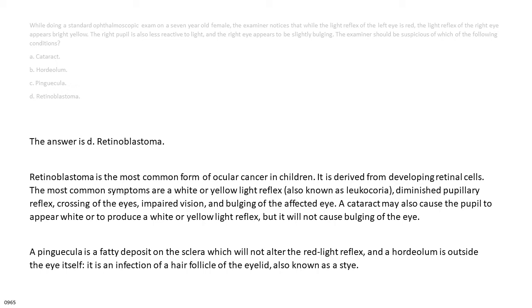A cataract may also cause the pupil to appear white or to produce a white or yellow light reflex, but it will not cause bulging of the eye. A pinguecula is a fatty deposit on the sclera which will not alter the red light reflex, and a hordeolum is outside the eye itself. It is an infection of a hair follicle of the eyelid, also known as a sty.